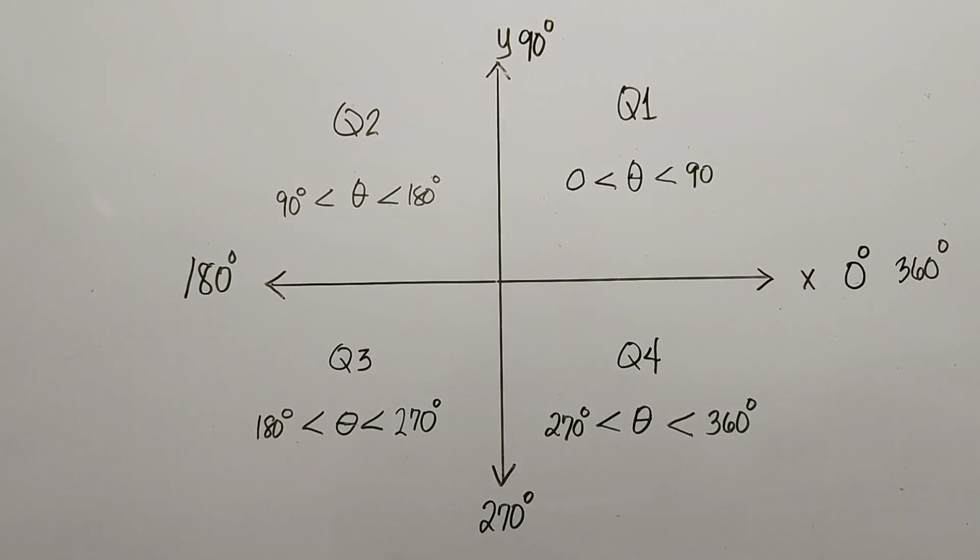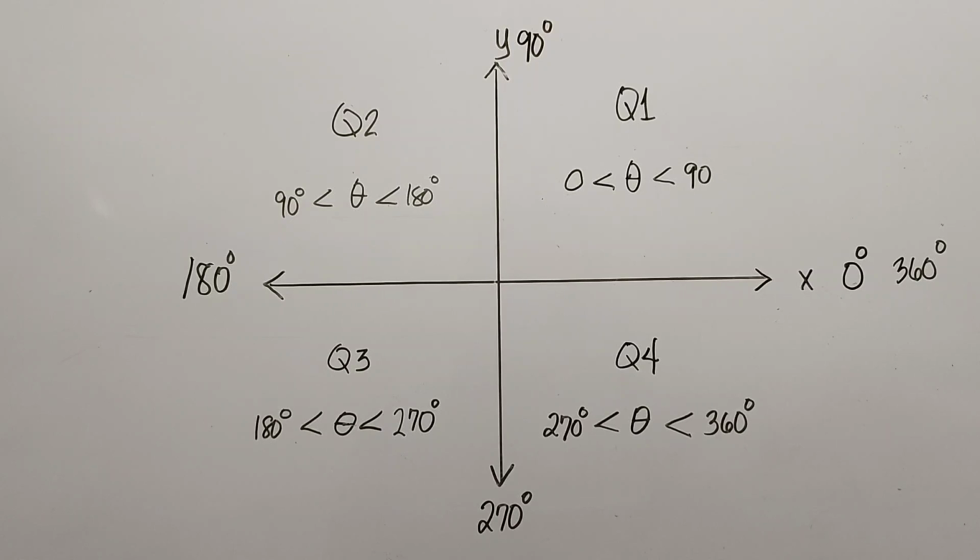Now, 90 degrees is located in what quadrant? Is it quadrant 1 or quadrant 2? The answer is neither of the two, because 90 degrees, 180 degrees, 270 degrees, and 360 degrees are quadrantal angles.